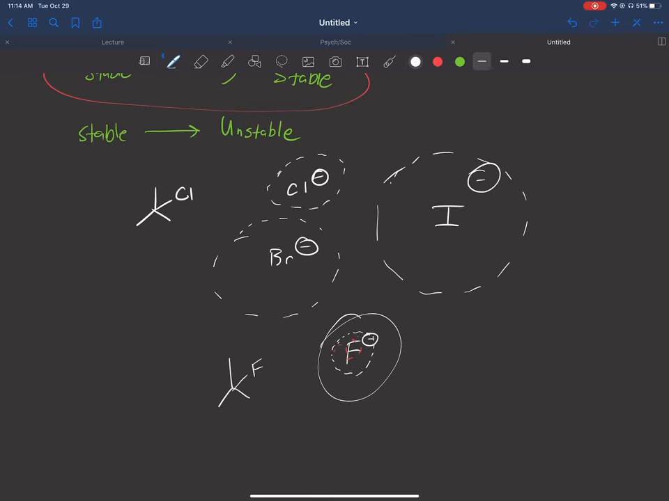So you can see that our leaving group ability with halogens is better as we move down the column, all right? So definitely think of that. And fluorine is not a good leaving group in general, okay? So what else constitutes a good leaving group, right? So let me just erase this stuff.